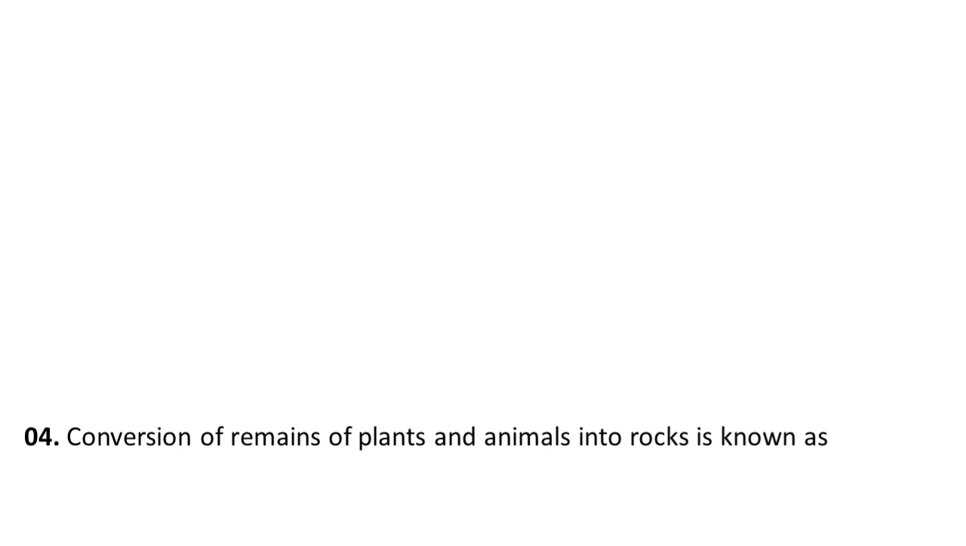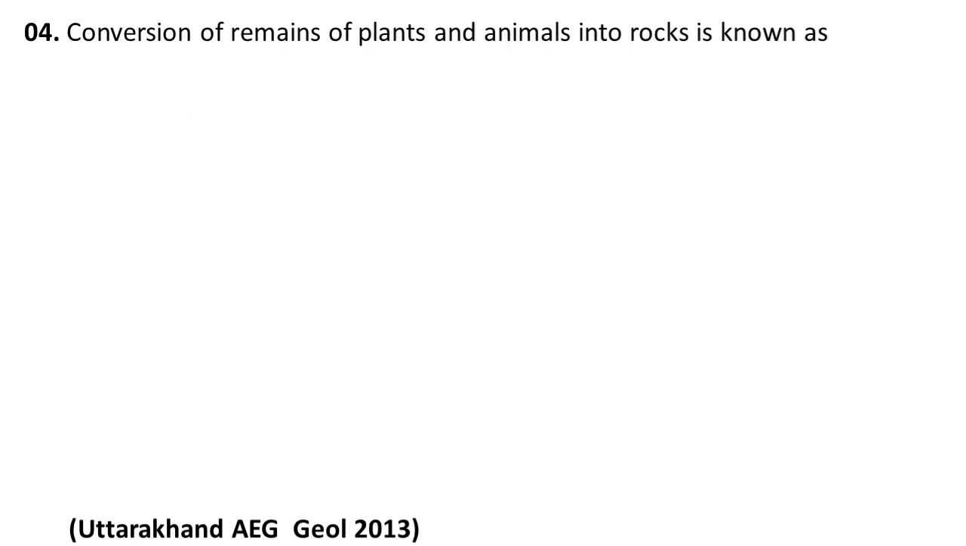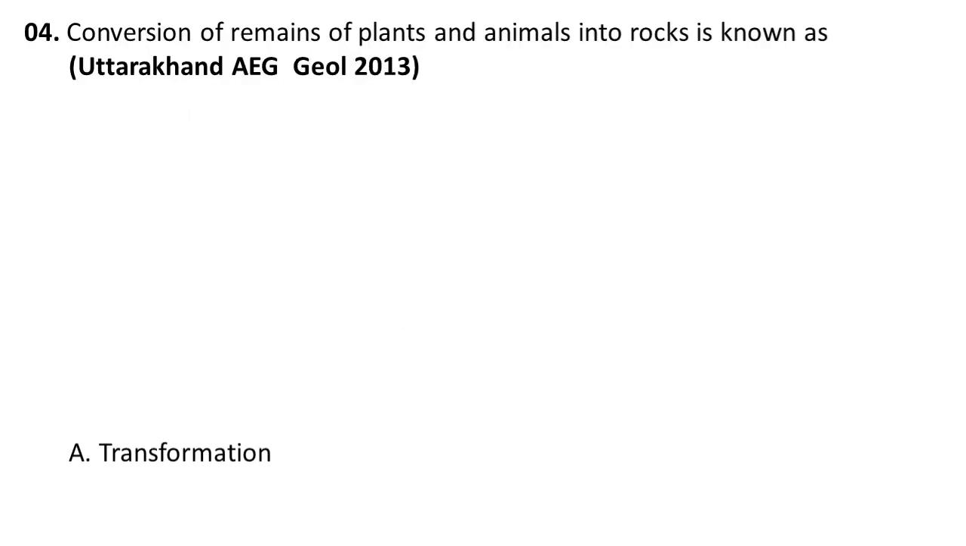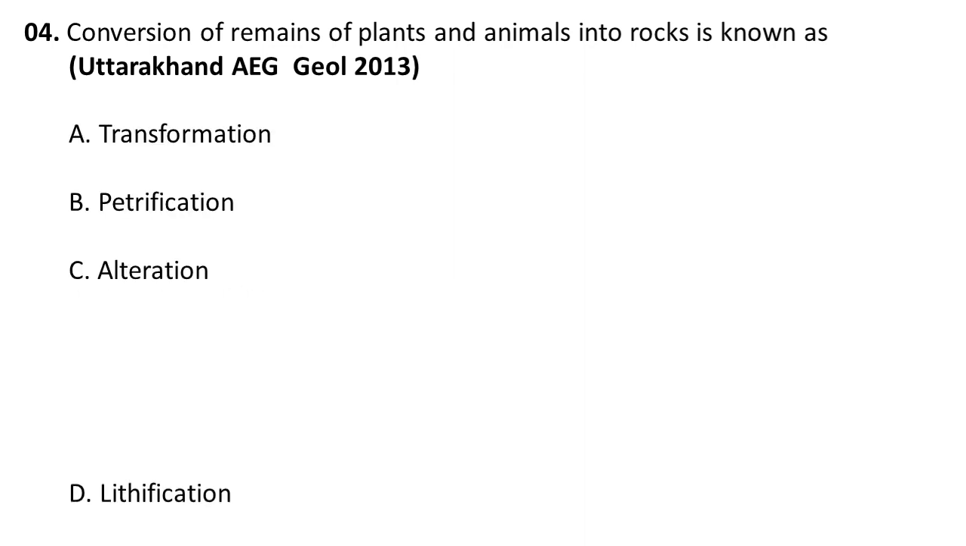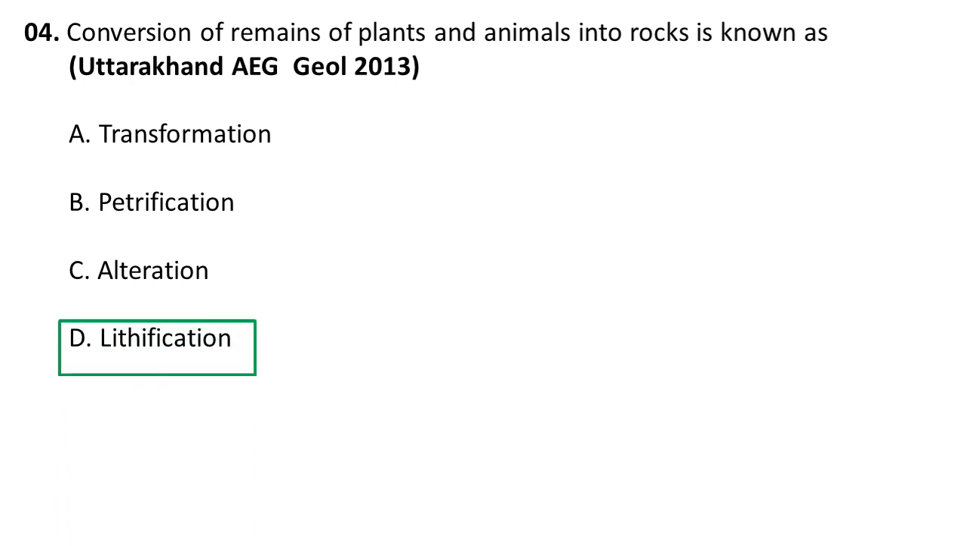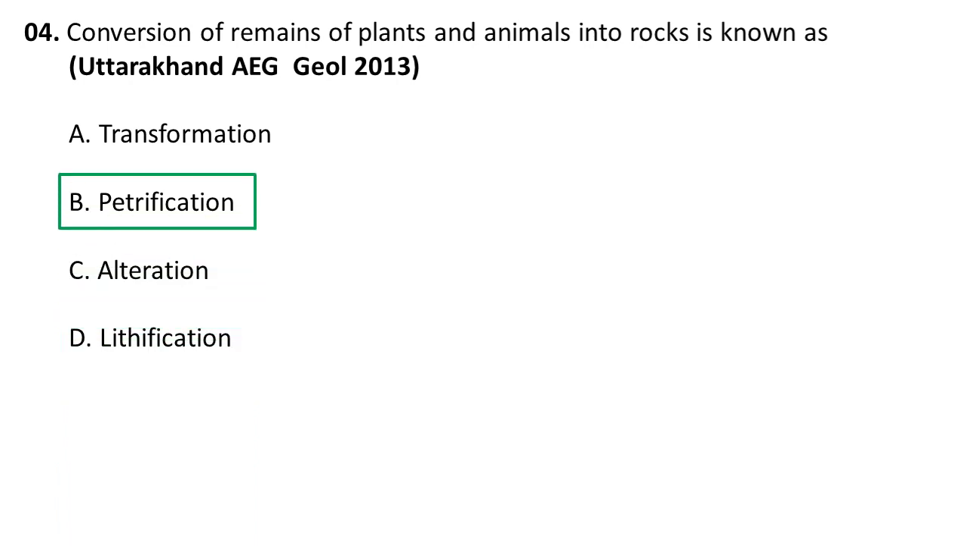Next question. Conversion of remains of plants and animals into rocks is known as A. Transformation, B. Petrifaction, C. Alteration, D. Lithification. So the correct option is B. Petrifaction. Petrifaction is a geological process that turns organic material into fossils by replacing the original matter with minerals and filling the original pore spaces.